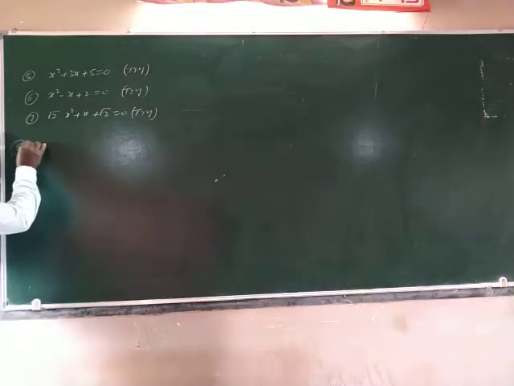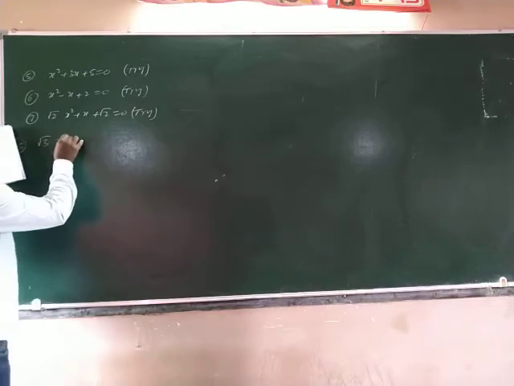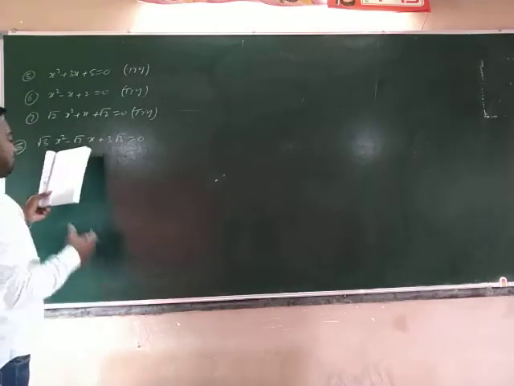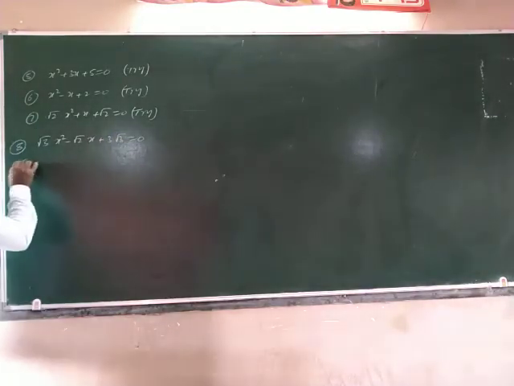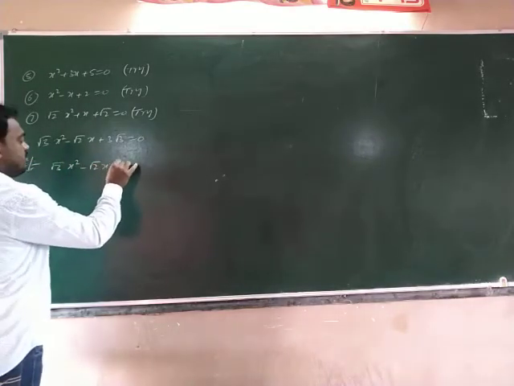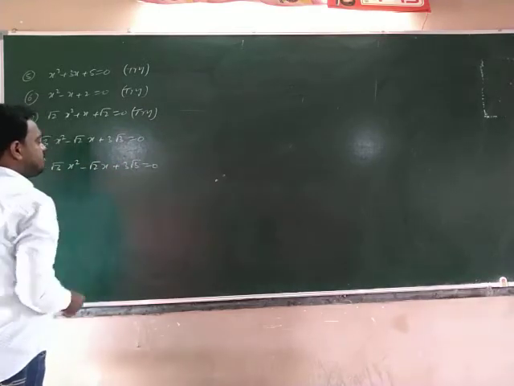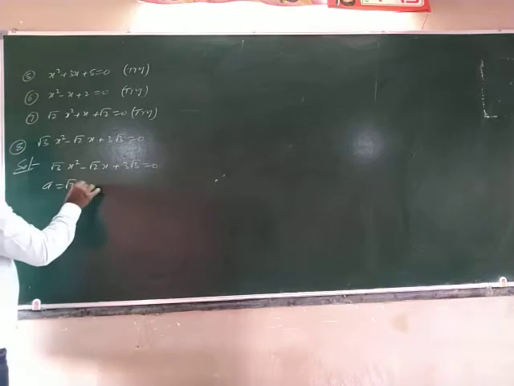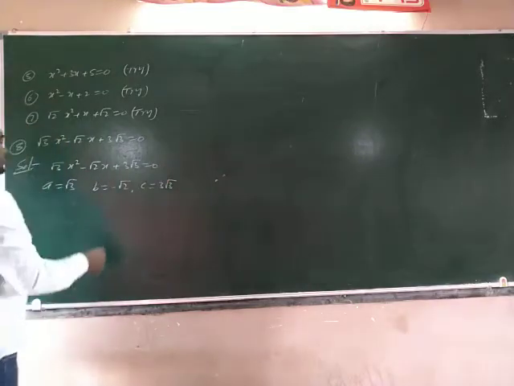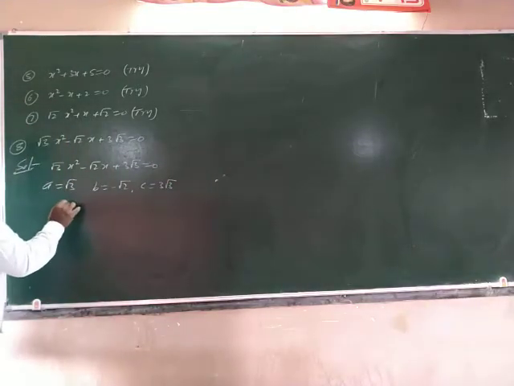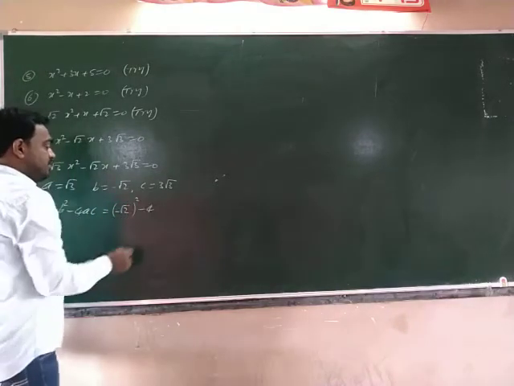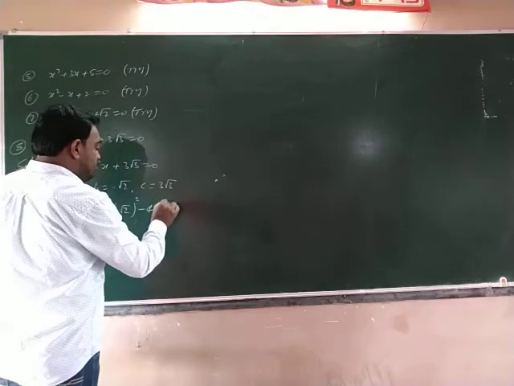Next one, the 8th one: root 3 x square minus root 2 into x plus 3 root 3 is equal to 0. This one we are solving. Solution: root 3 x square minus root 2 x plus 3 root 3 equal to 0. Here a is equal to root 3, b is equal to minus root 2, c is equal to 3 root 3. Now b square minus 4ac: b square is minus root 2 whole square, minus 4 into root 3 into 3 root 3.